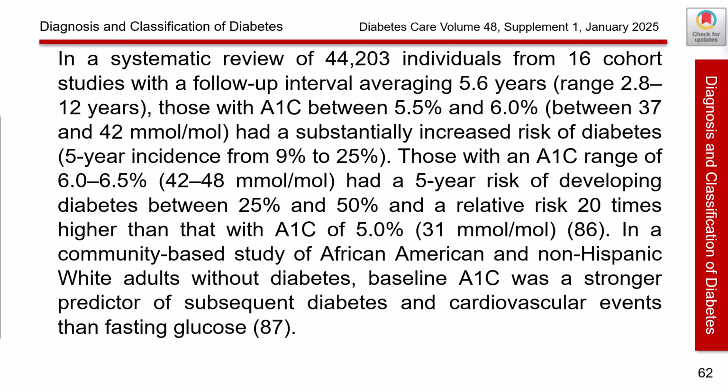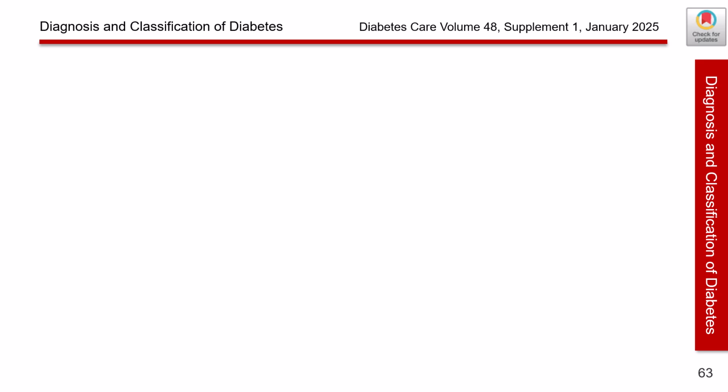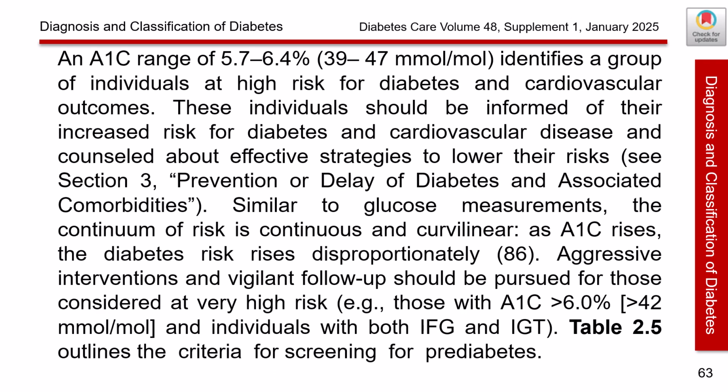Those within glycated hemoglobin range of 6.0 to 6.5%, 42 to 48 millimoles per mole, had a 5-year risk of developing diabetes between 25% and 50% and a relative risk 20 times higher than that with glycated hemoglobin of 5%, 31 millimoles per mole. In a community-based study of African American and non-Hispanic white adults without diabetes, baseline glycated hemoglobin was a stronger predictor of subsequent diabetes and cardiovascular events than fasting glucose. And glycated hemoglobin range of 5.7 to 6.4%, 39 to 47 millimoles per mole, identifies a group of individuals at high risk for diabetes and cardiovascular outcomes.